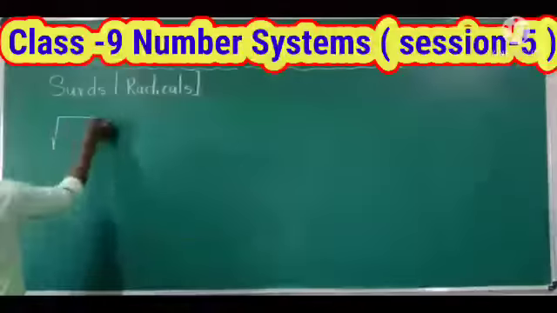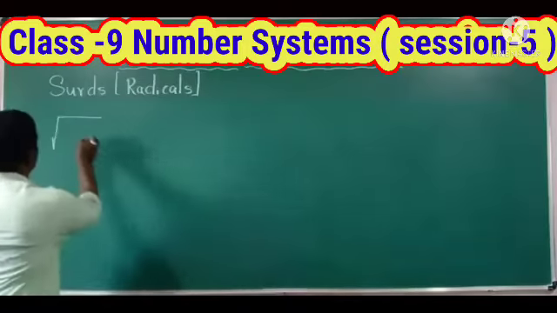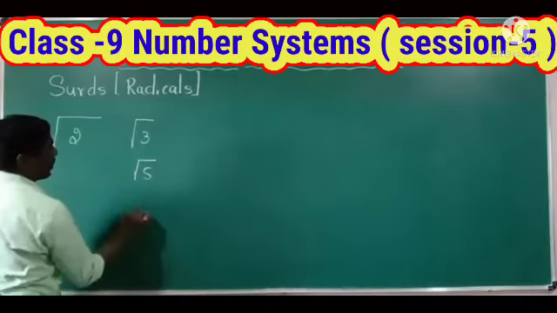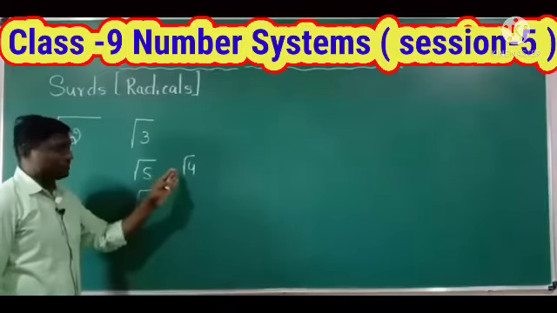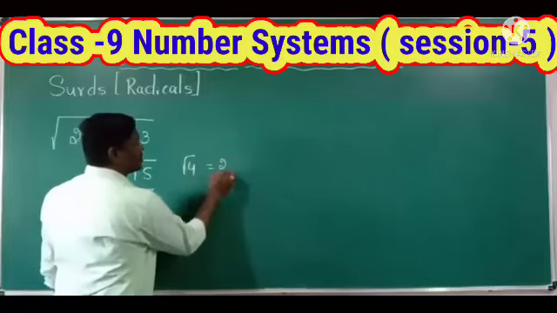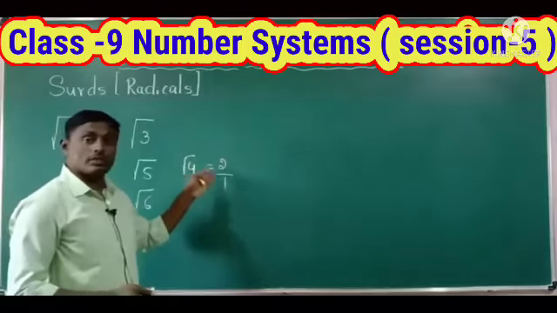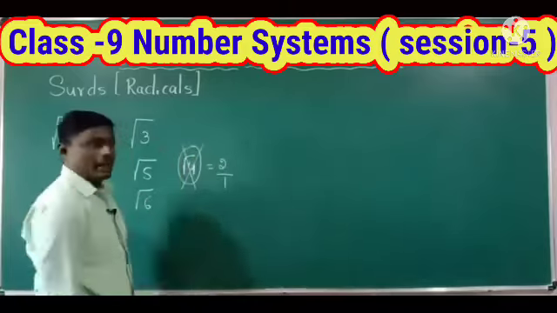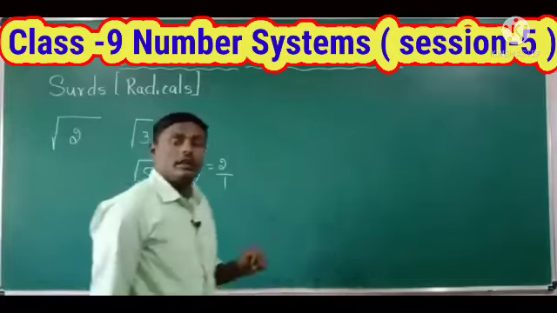Irrational roots. So you already know from the previous classes the irrational numbers: root 2, root 3, root 5, root 6, root 4. Is root 4 an irrational number? No, because the square root of 4 is 2. That 2 can be represented as 2 by 1, so it's a rational number. Therefore root 4 is not an irrational number. But here root 2, root 3, root 5, root 6 are irrational numbers.